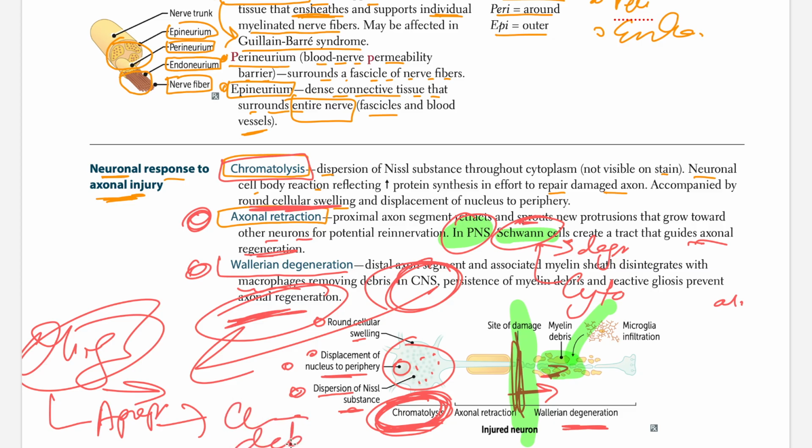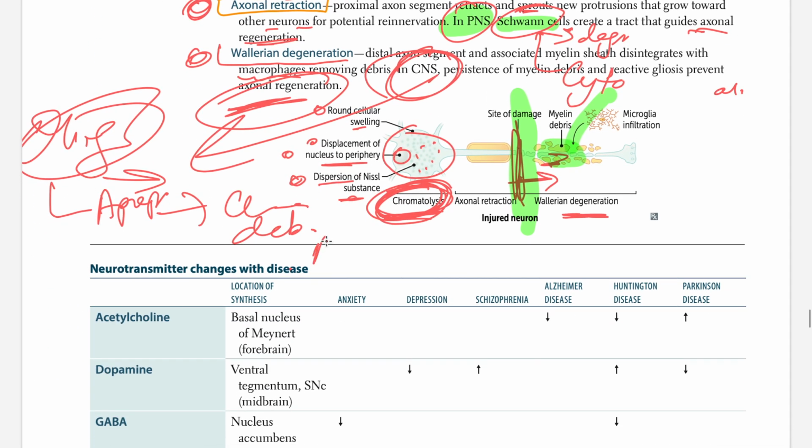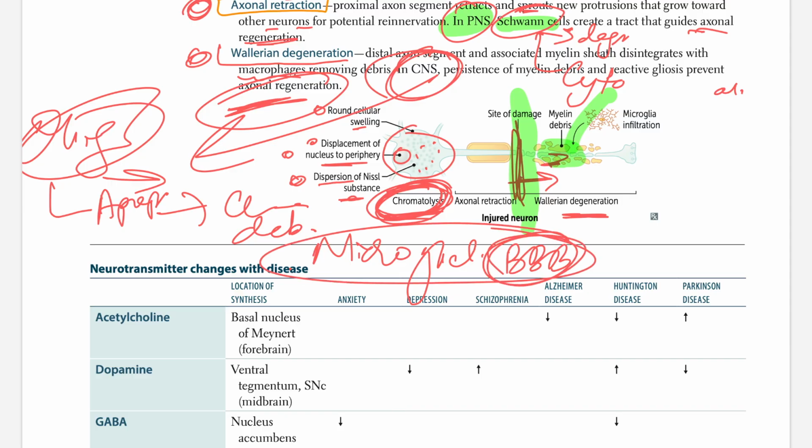clear debris. When you do not clear the debris, microglial cells have to come in. They will come in small numbers due to the blood-brain barrier, very small numbers, because there is no cytokine produced, no inflammation, nothing. These microglial cells will lead to persistence of debris that no matter what they do, they will not be able to clear, right?